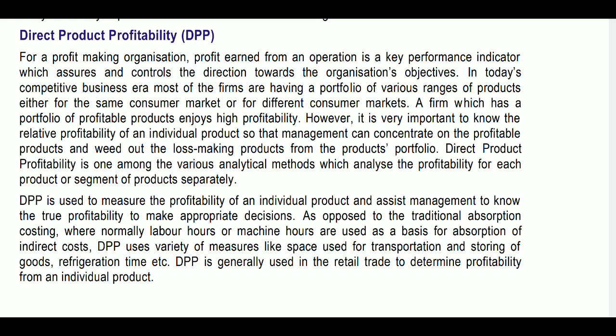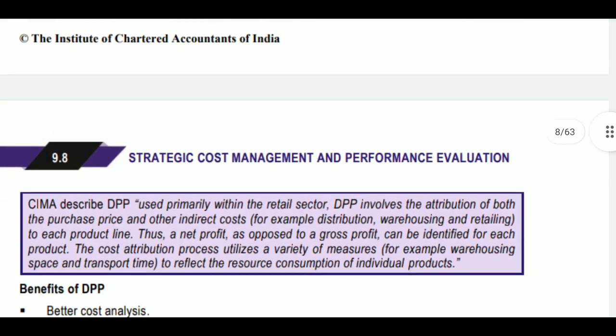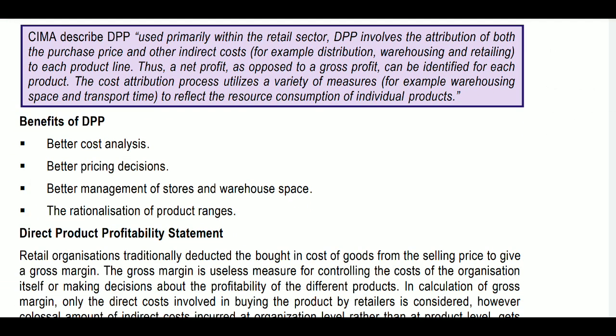Whatever the cost attributable for a process utilizes a variety of methods, for example warehousing space and transport time, so it will reflect the resource consumption of each individual product. That is DPP. What are the benefits of DPP? There are 5 benefits: cost analysis, pricing decision, management of stores and warehouse spaces, and rationalization of product ranges.